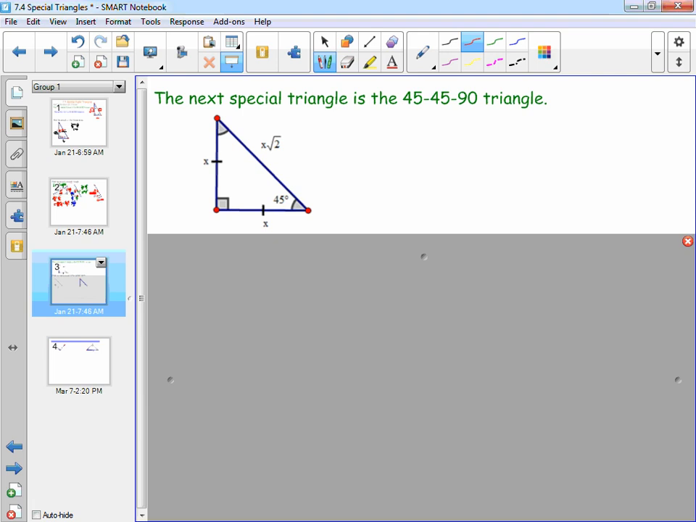Our next special triangle is the 45, 45, 90 triangle. In this pattern, we have two sides that are congruent. So we know that this would also be called the right isosceles special triangle. So our two sides again are congruent, x and x, and our hypotenuse is x root 2.